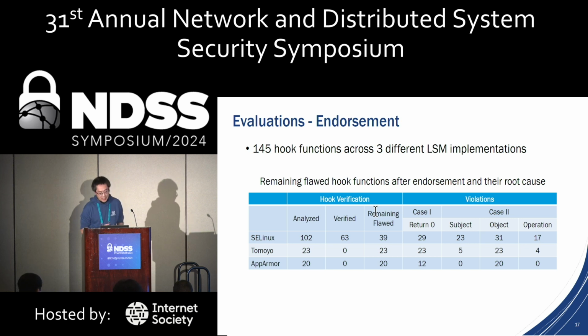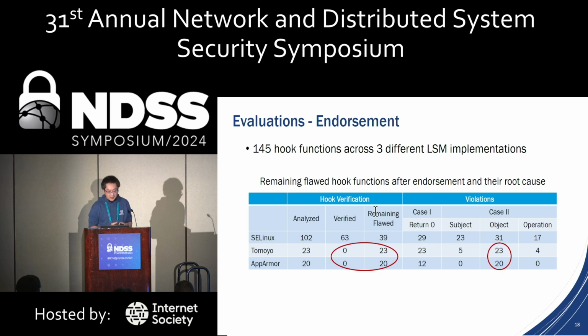Next, we look at a higher level picture of hook function verification. This table shows the hook function count of analyzed, verified after endorsement, and those that still contain flaws even after endorsement. It also breaks down the root cause of the flaws in 2 cases. Case 1 is authorization bypass returning 0, which cannot be endorsed. And case 2 further breaks down on the intended dimension of the data objects, introducing the violations.